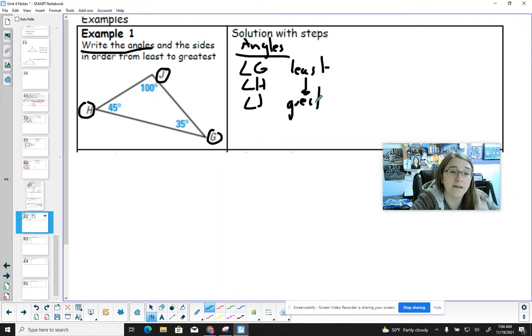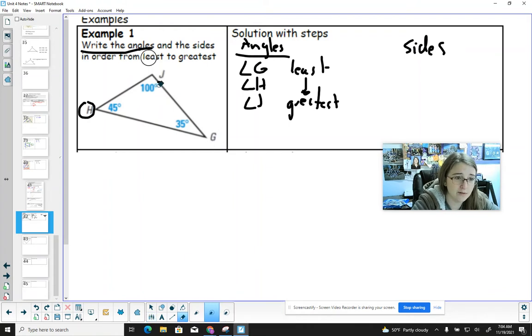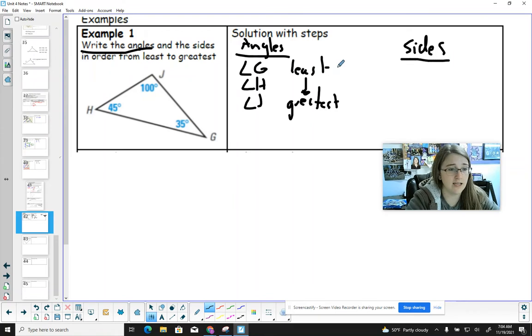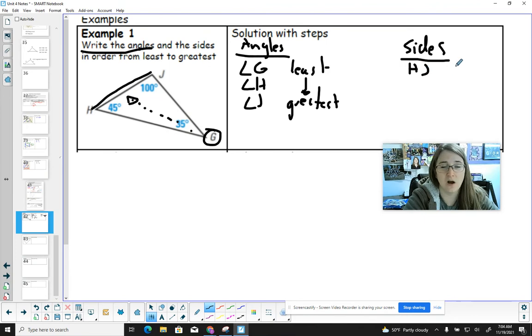Now, because of that, even though we don't have any sides given to us, we are going to be able to know what's the smallest side, what's the biggest side, and what's the medium side, right? So the smallest side is across from the smallest angle. So let's find angle G here. What side is across from angle G? Walk through your triangle. That's going to be our smallest side. Well, if I walk through my triangle here, that's going to be side HJ. That's going to be the smallest side.